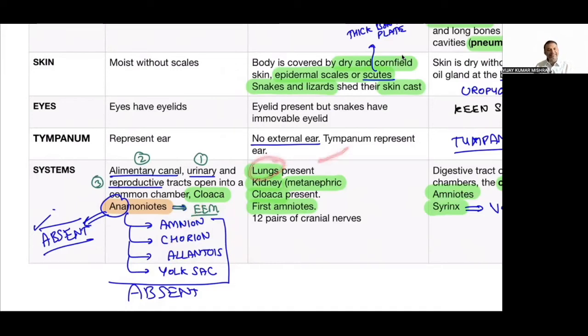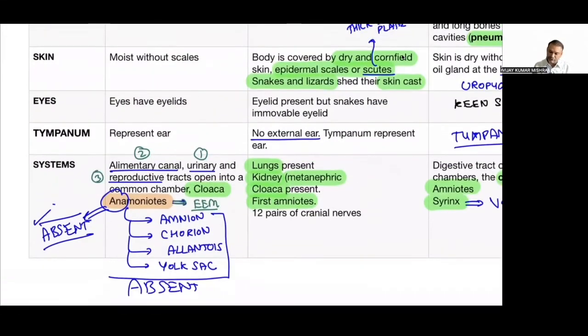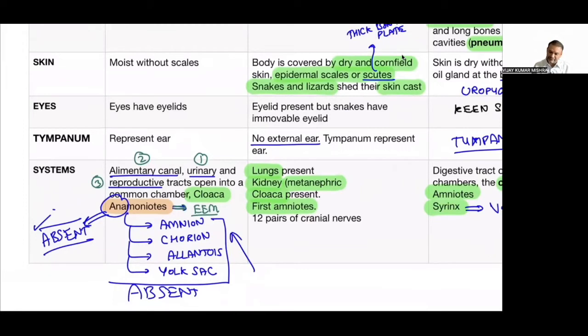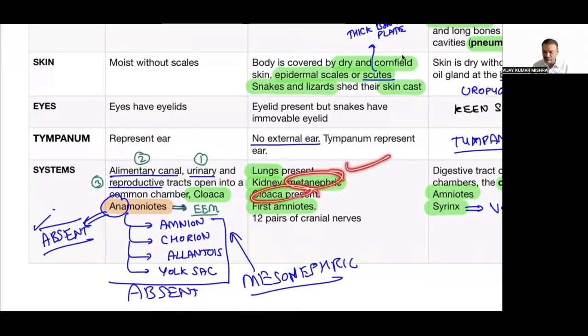Lungs are going to be present here. In the case of reptiles, lungs are present, and a metanephric kidney is present. Here, cloaca is present. In the case of amphibia, we have a mesonephric kidney. So amphibians have a mesonephric kidney, and reptiles have a metanephric kidney. Cloaca is going to be present.